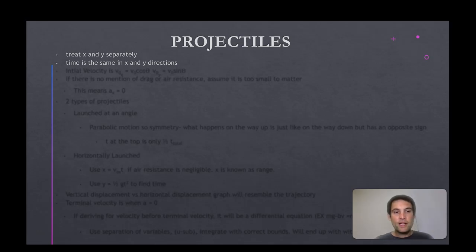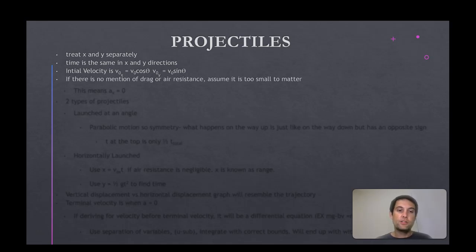We have initial velocity in the x direction equals v naught times cosine theta, and v naught in the y direction is v naught sine theta. If there's no mention of drag or air resistance, we're going to assume that it's too small to matter. This means our acceleration in the x direction equals 0, so we're going to get a term to cancel out for that displacement formula. We have 2 types of projectiles that we're going to mainly worry about.